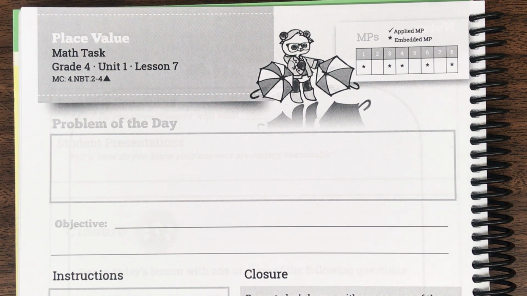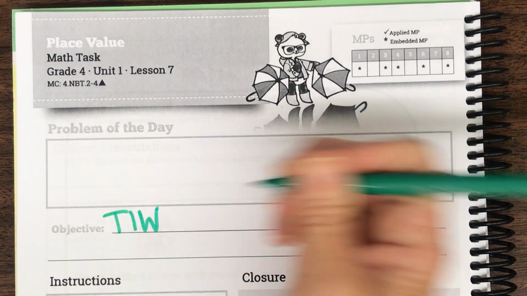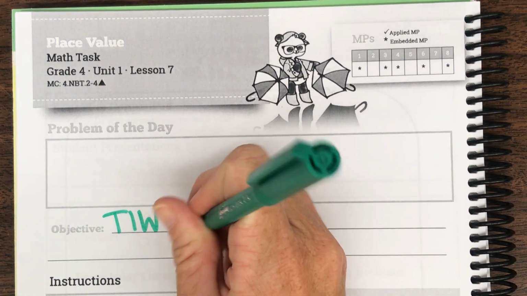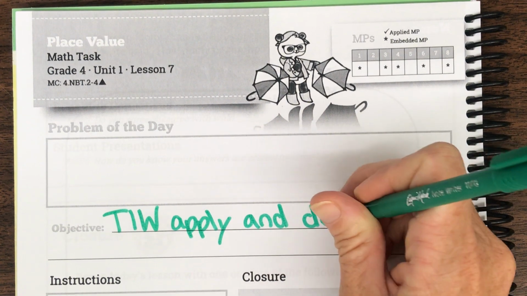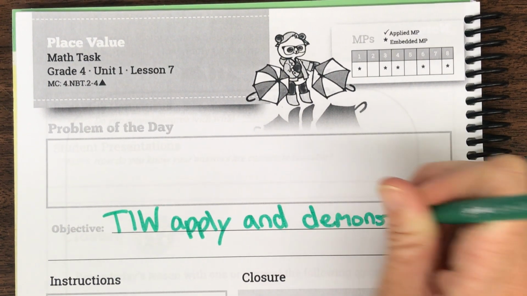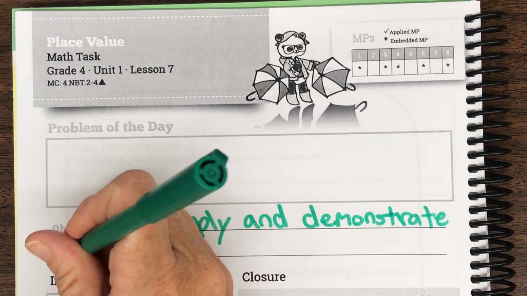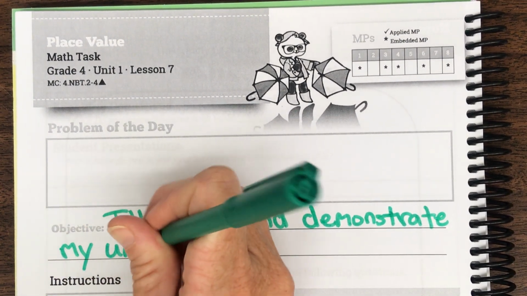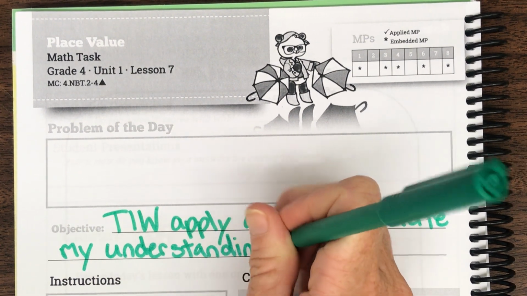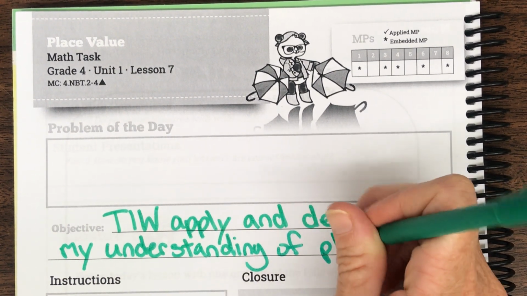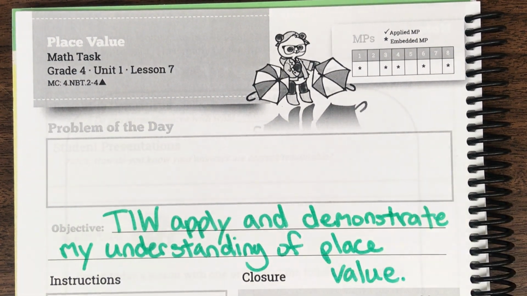Instead, our objective or our goal for the day is, today I will apply and demonstrate my understanding of place value. Okay, so what does that mean?